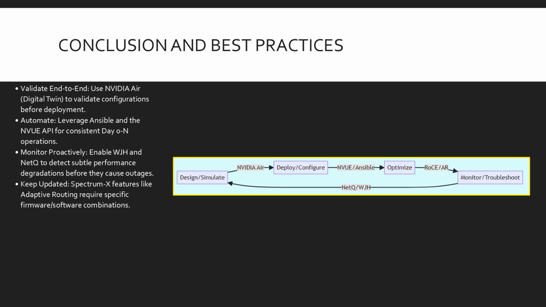This final diagram represents the continuous life cycle of a healthy Spectrum-X fabric. You design and simulate in NVIDIA Air. You deploy and configure using NVUE and Ansible. You optimize using RoCE and adaptive routing features. Finally, you monitor and troubleshoot using NetQ and WJH, feeding those insights back into your design for the next cycle.